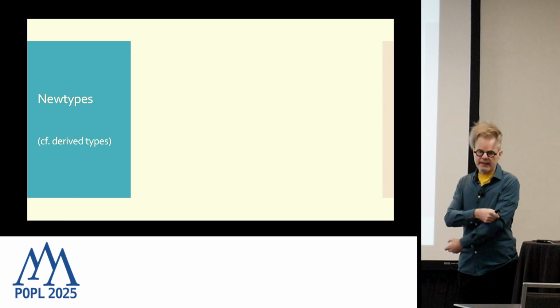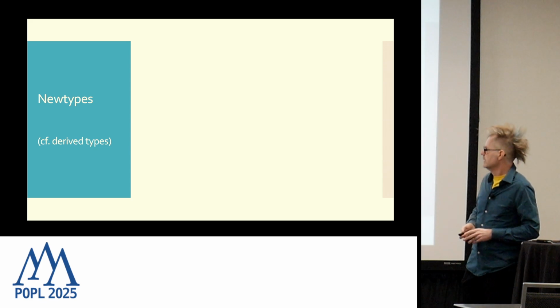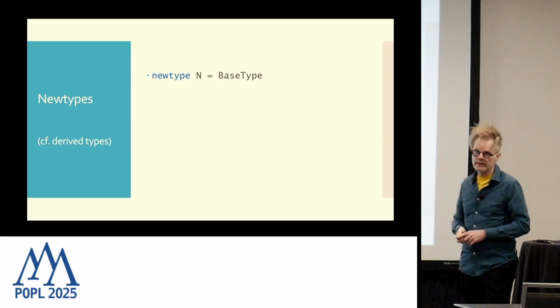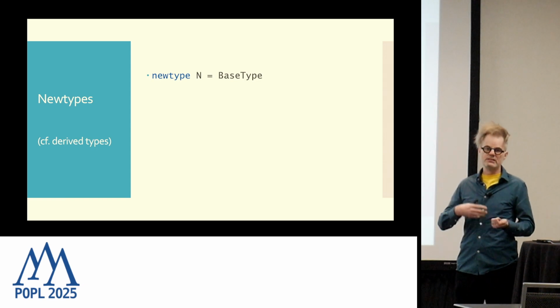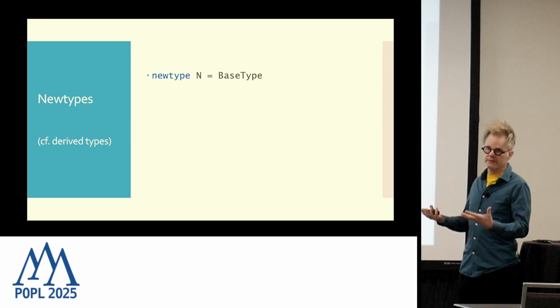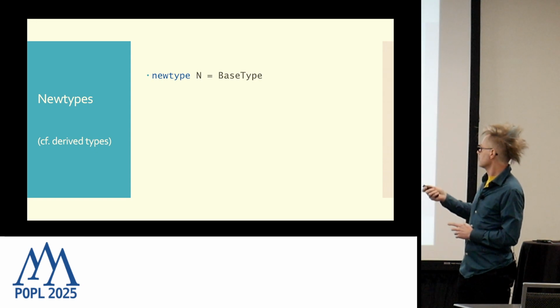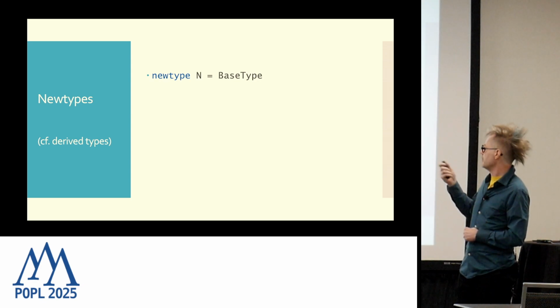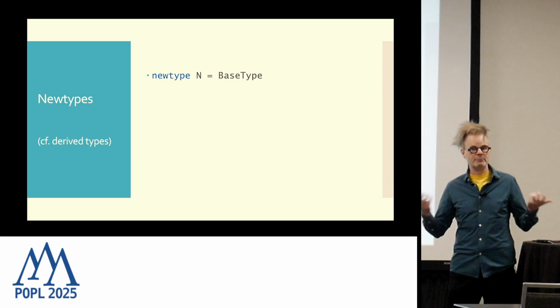Okay, so the language also supports derived types, or what Dafny calls new types. What that means is that you can declare a type, in this case n, and you say this is just going to be like some base type. Why would you declare that? It looks like a type synonym, but it isn't. It's saying that the new type n is going to have the same properties as the base type, but it's a separate type.